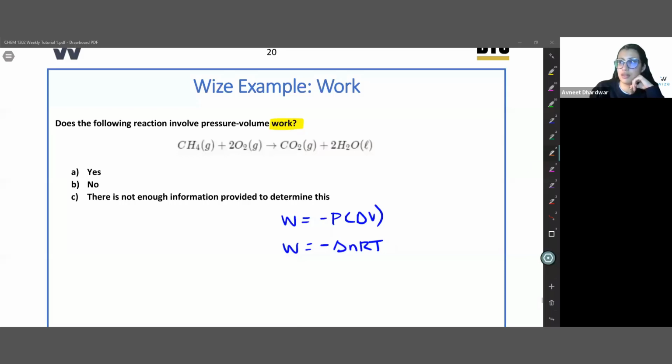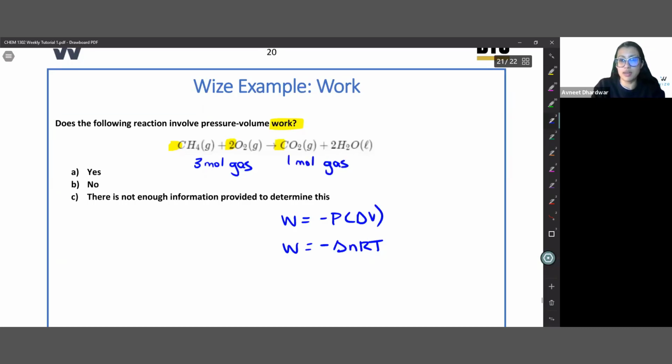Okay, so let's see. Does it involve work? I know that if there's a change in the moles of gas, then it will involve work. So on the left side, I have 1 mole of gas, since the coefficient is just 1, plus 2 moles of gas. So you have in total 3 moles of gas. And on the right side, I just have 1 mole of gas.